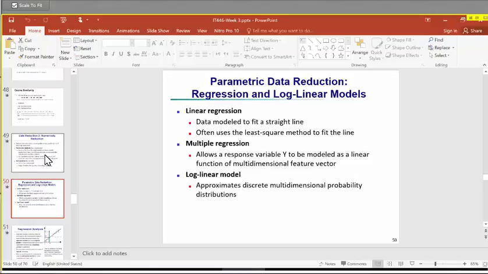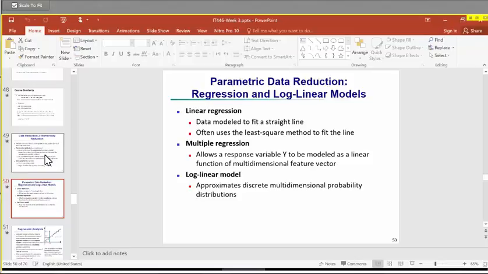Okay, so first we cover the parametric data reduction models or methods, and the first one is regression and log linear models. Regression is also of many types, for example, linear regression and multiple regression, and then we have some log linear model. Linear regression is a type of regression method where data is modeled to fit a straight line. As the name suggests, linear regression. So data is modeled so that a curve can be fit on a straight line. It often uses the least square method to fit the line.